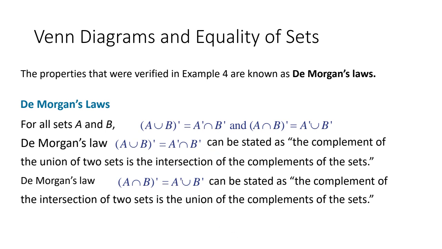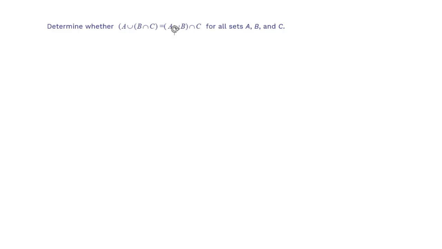Okay, so let's do one that's a little bit longer. It has 3 sets. So you have A, B, and C. So we have A union, parentheses B intersected with C is equal to A union B, parentheses intersected with C. Okay. So again, you can do the shading, or you can do the following.